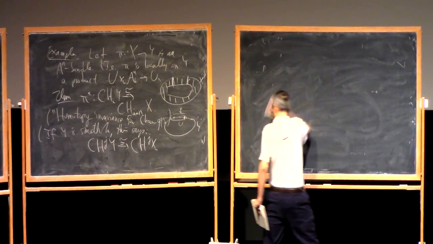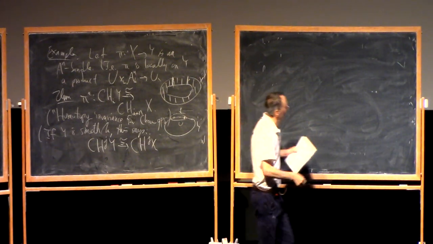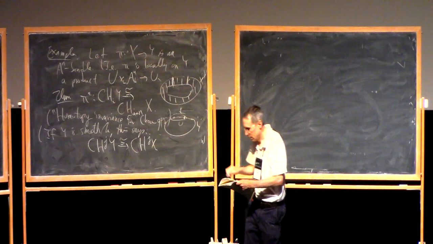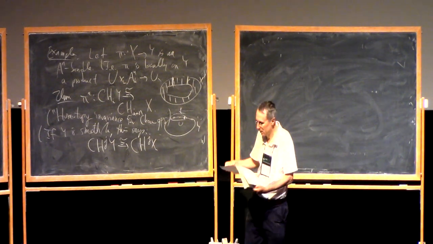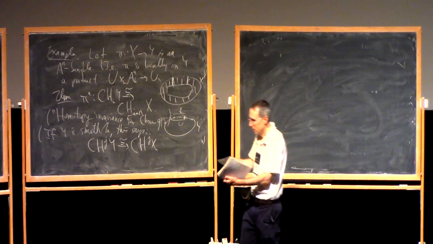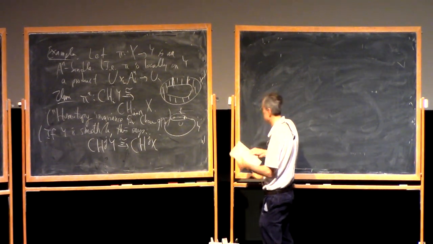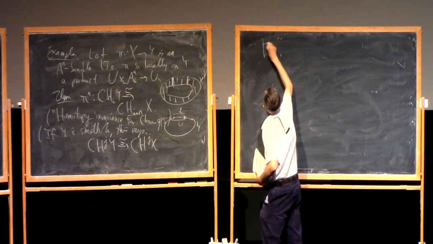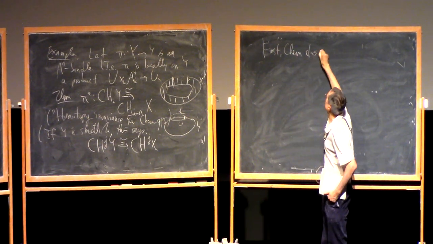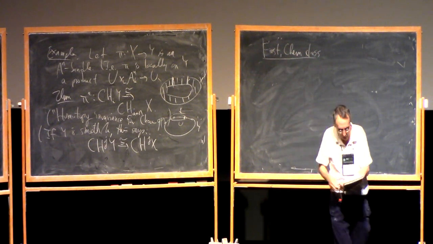Okay. Yes, maybe a good thing to say quickly is, I should discuss the first Chern class. I sort of mentioned that there are Chern classes for vector bundles, but let me try to say something quickly about the first Chern class in particular, just because this is such a fundamental geometric idea.